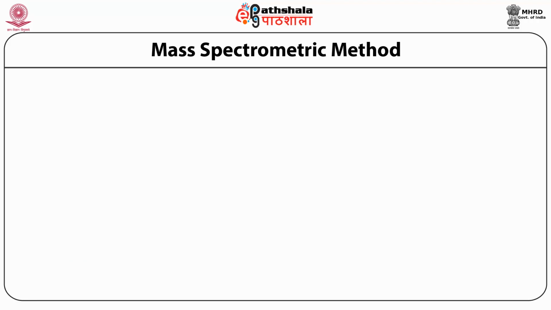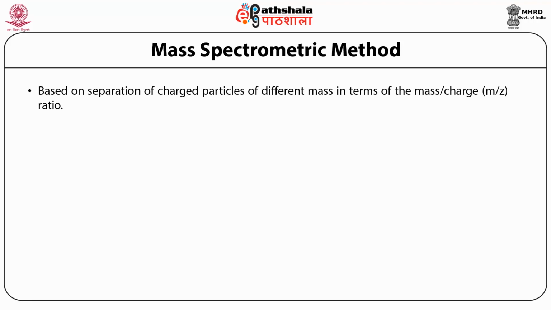Mass spectrometry is another independent method which is used for quantitative as well as qualitative analysis of any analyte. This technique is based on the separation of charged particles of different mass in terms of mass by charge ratio. It is a universal method, meaning it is applied to all kinds of analytes, and it is suitable for high sensitivity studies because it can detect content up to picograms or picomoles, and also it can give us mass to the accuracy of 6 decimal places.